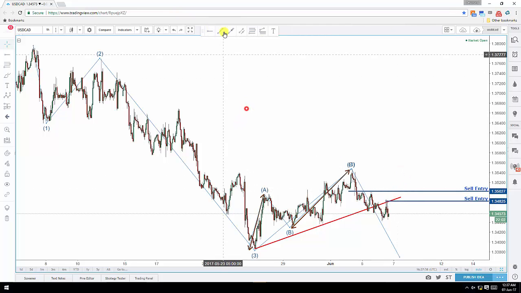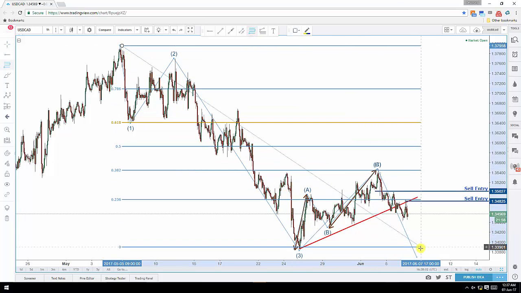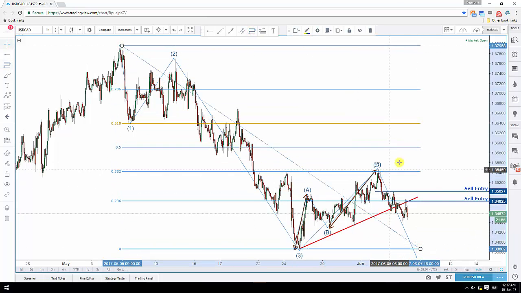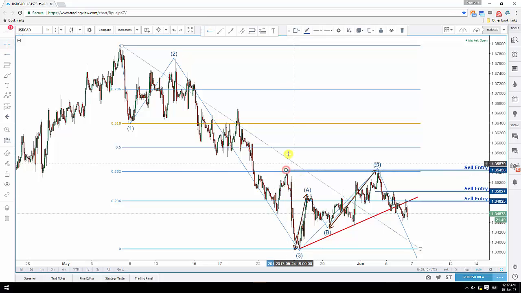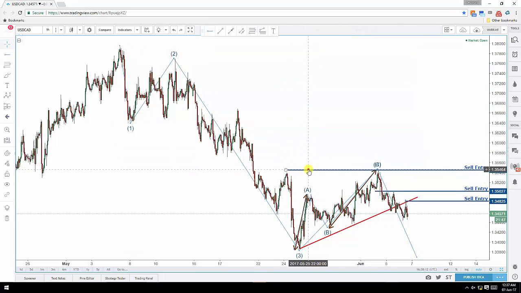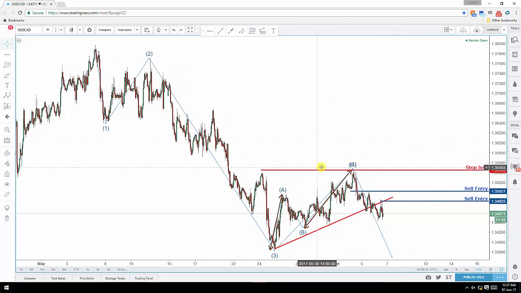If I were to place my stop loss, going by the big Fibonacci retracement, it'll be above this level. Just to be safe, this will be my stop loss. Fantastic. And we can technically play much further down.